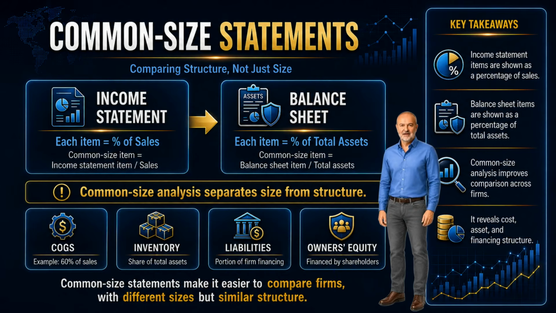That immediately tells us how much of each sales dollar is used to cover the cost of goods sold. On a common size balance sheet, each item is expressed as a percentage of total assets. The formula is common size balance sheet item equals the balance sheet item divided by total assets.